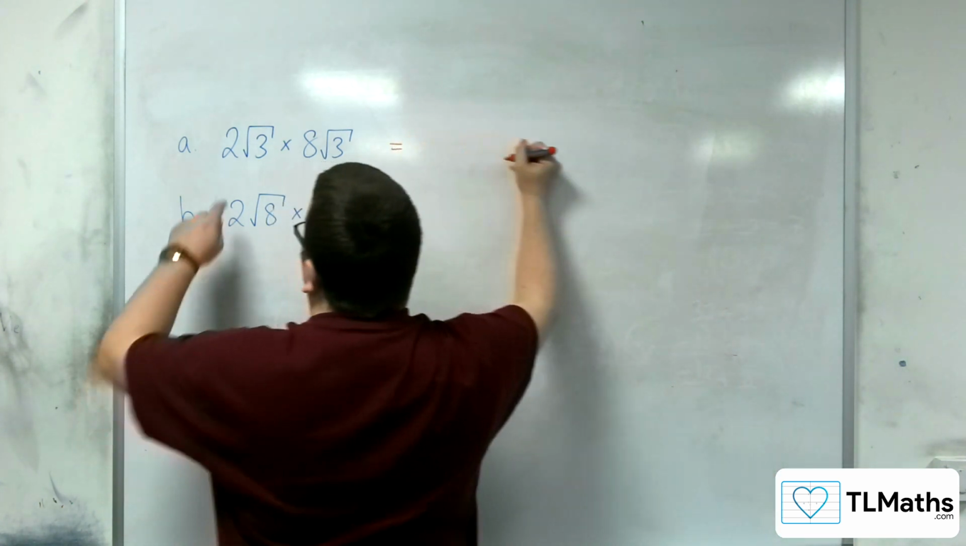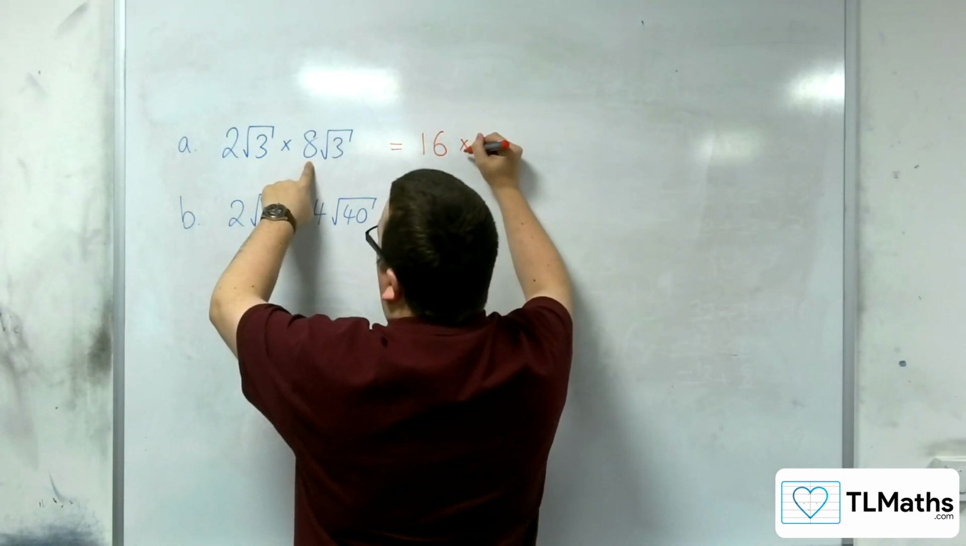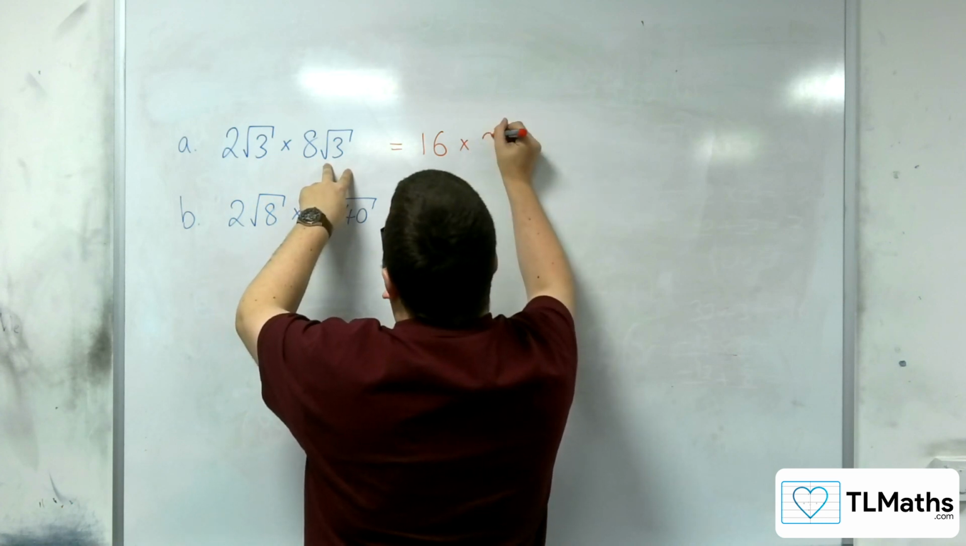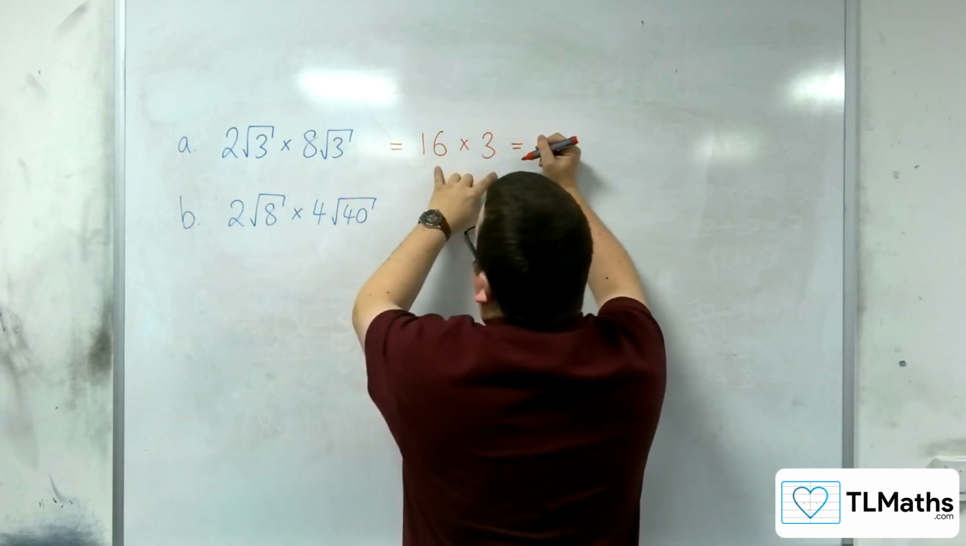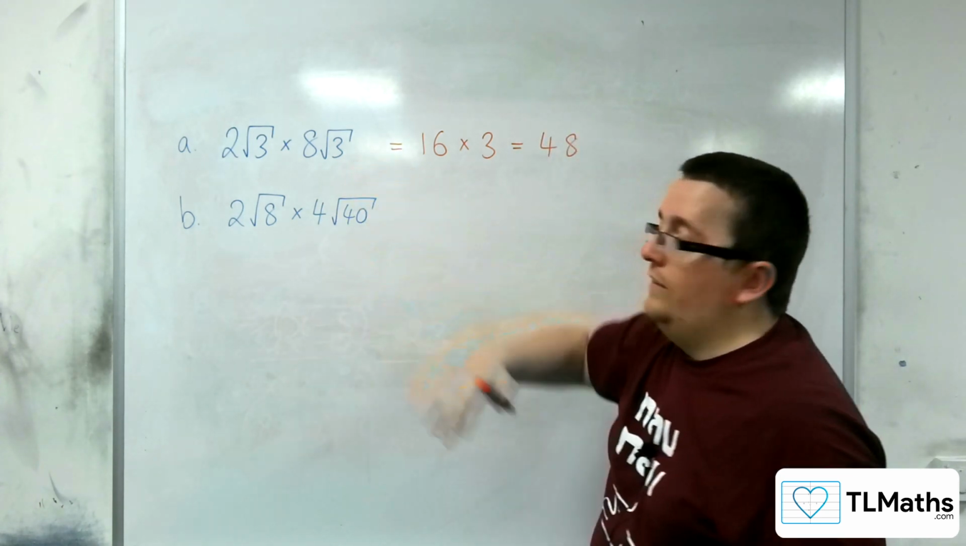So the first thing I'm going to do is do 2 times 8, which is 16. And then I've got root 3 times root 3, which is 3. And so 16 lots of 3 is equal to 48. And so this is equal to 48.